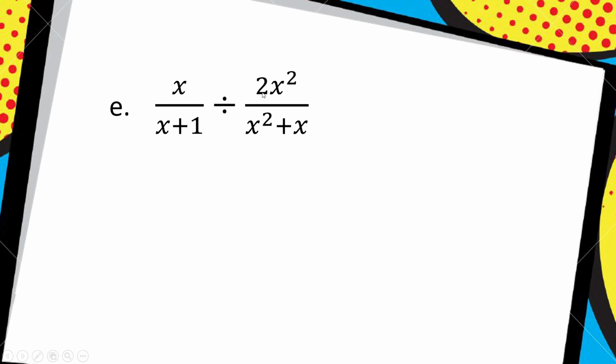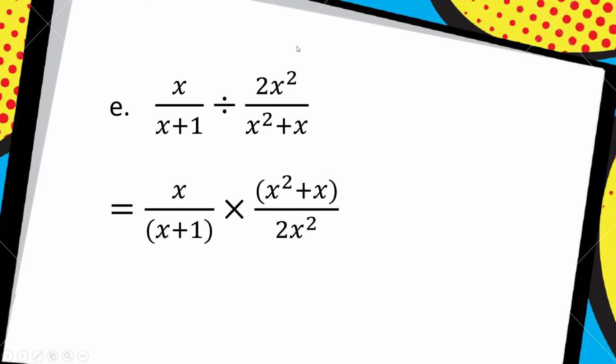Then I'm dividing by a fraction. What happens when I divide by a fraction? What do you need to do? Does anyone know? You need to tip it and change to times. So I'm going to change that to a multiplication, and I'm going to tip that fraction. So this part goes at the top, that part goes at the bottom.